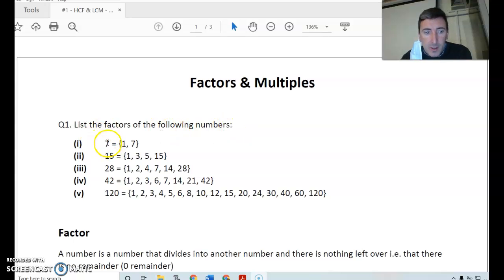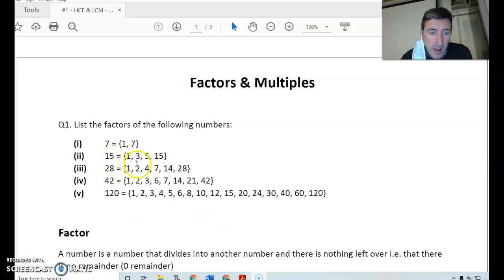So the number 7, for example, the factors of 7 are 1 and 7. Factors of 15 are 1, 3, 5 and 15. Factors of 28 are 1, 2, 4, 7, 14 and 28. 42, there's a bunch of them there, and 120, I gave a really long one.